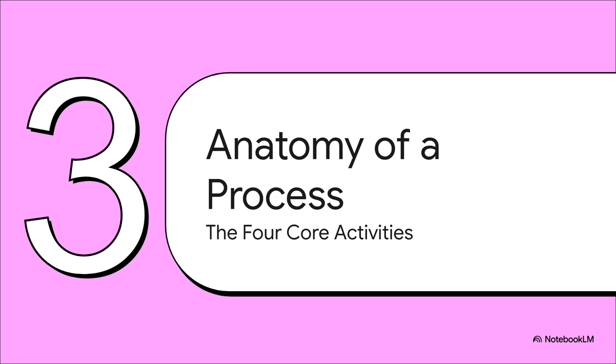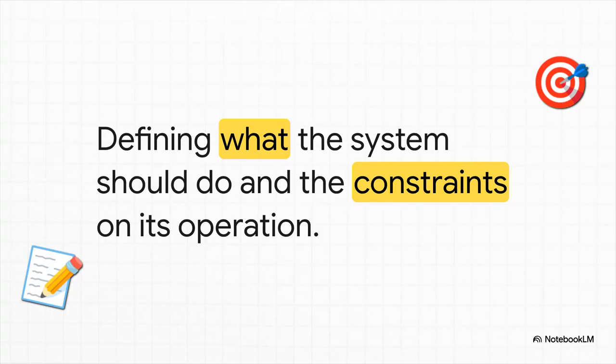So we've just looked at 3 very different models. But what's really interesting is that no matter which recipe you pick, they all share 4 fundamental activities. They're like the core ingredients. First up, you have specification. This is the what phase, and it's absolutely crucial. Before anyone even thinks about writing code, you have to define exactly what the system is supposed to do and, just as important, what it's not supposed to do.